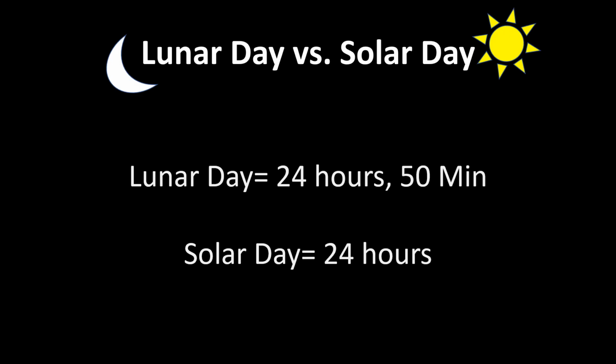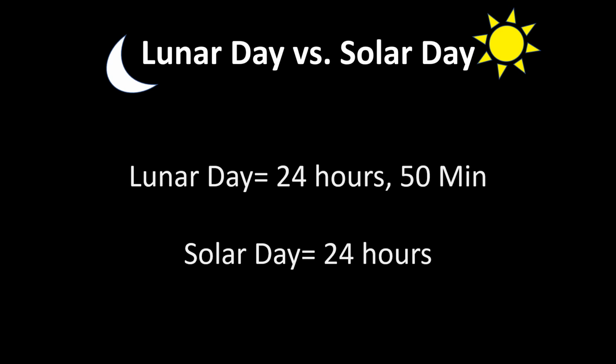So, what's the difference between a lunar day versus a solar day? Many people assume that our high and low tides occur at the same time every day. However, tidal cycles do not have the same time period as our 24-hour day, which we use in relation to the Earth's rotation around the sun.